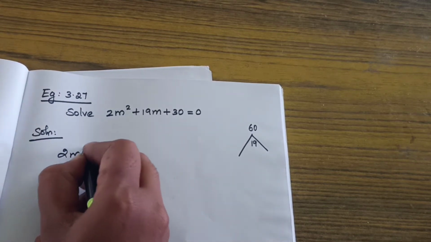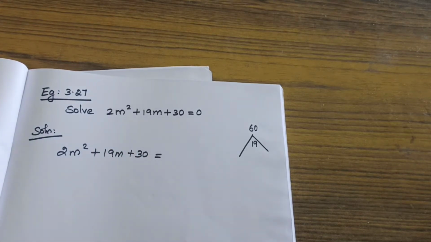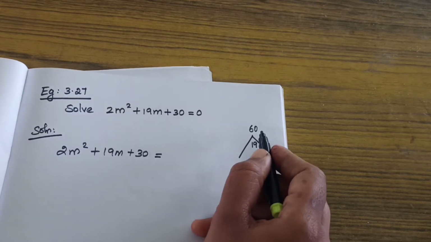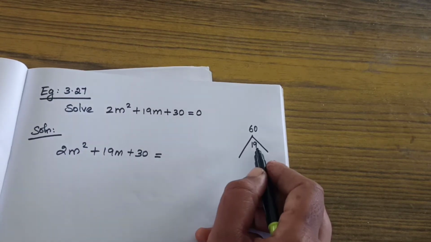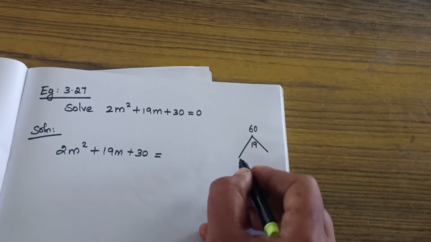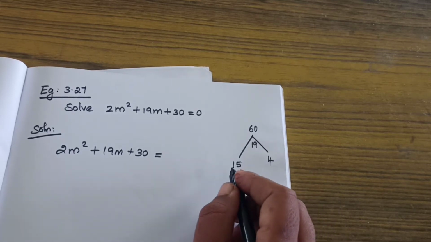So, 2m² + 19m + 30 equal to 0. First we need to solve it by factors. What is the multiplication factor? 60, and the addition factor is 19. Guess the numbers. 60 comes in the 12 table 5 times, it's not possible. Then the 15 table, it comes 4 times. Yes, we will get the correct answer.